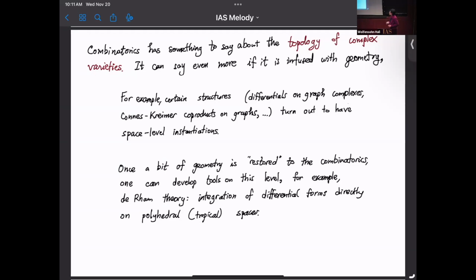And my second reason for this slogan is that I'd like to put forth that once you have a bit of geometry associated to your combinatorics, one can work with tools on this level. For instance, some kind of de Rham theory on the level of tropical geometry. And in our situation, we actually did use results primarily of Francis Brown and Oliver Schnetz that involved integration of very particularly chosen differential forms directly on certain polyhedral, in other words, tropical spaces. And these integrals are interesting examples of small examples of Feynman integrals, and they're sort of an engine in the background in our work, even though this won't be the focus of my talk. Any questions or comments?